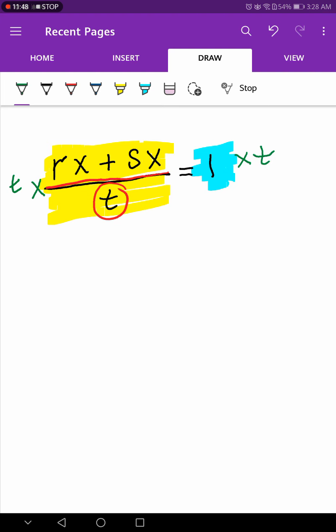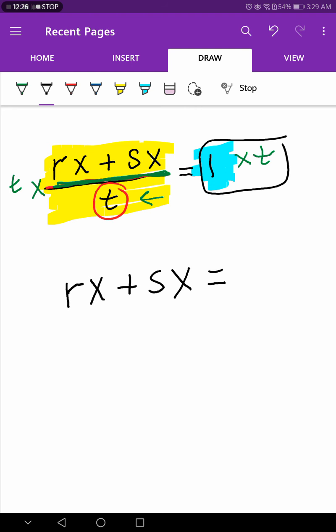In this case, I break the lock pad here. The lock pad is the term that is under the whole side. Okay, remember, the whole left side. In this case, it is very important to be under the whole side, not under a term of the side. Okay, after I multiply, rx plus sx equal t multiplied by 1 equal t.